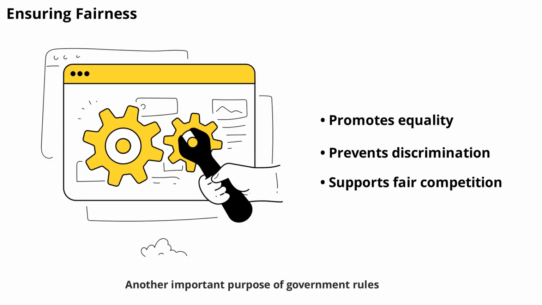Another important purpose of government rules is to ensure fairness in society. Laws against discrimination, for example, protect individuals from being treated unfairly based on their race, gender, or religion. Regulations in business prevent monopolies and promote competition, giving everyone a fair chance to succeed. These rules help level the playing field, making sure that everyone is treated equally and justly.